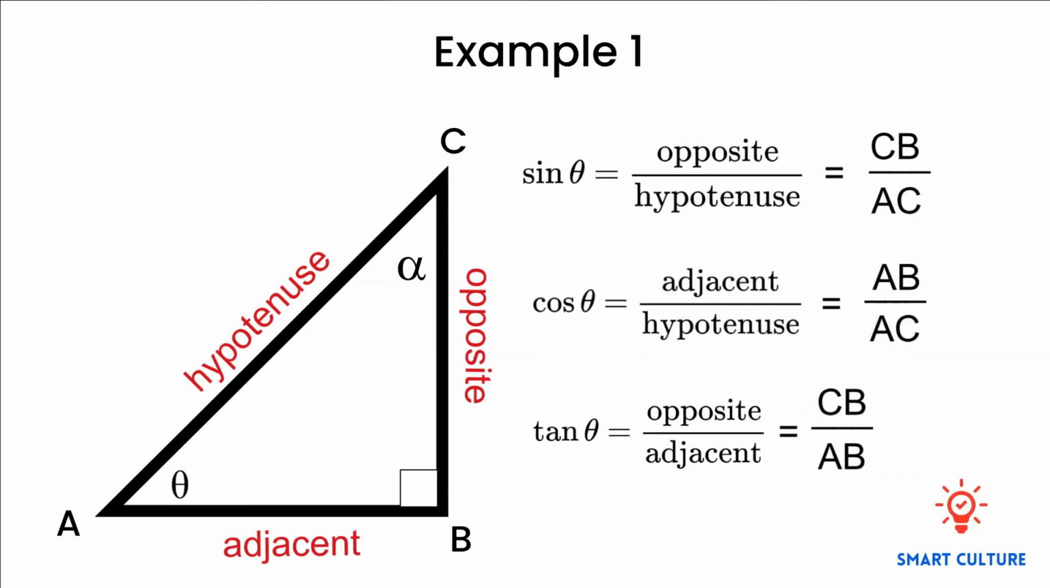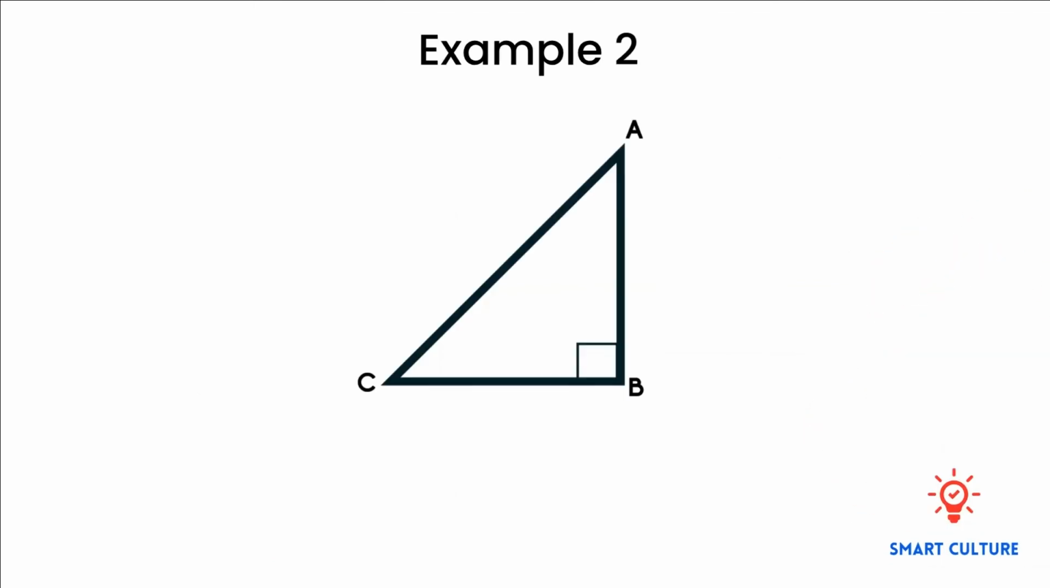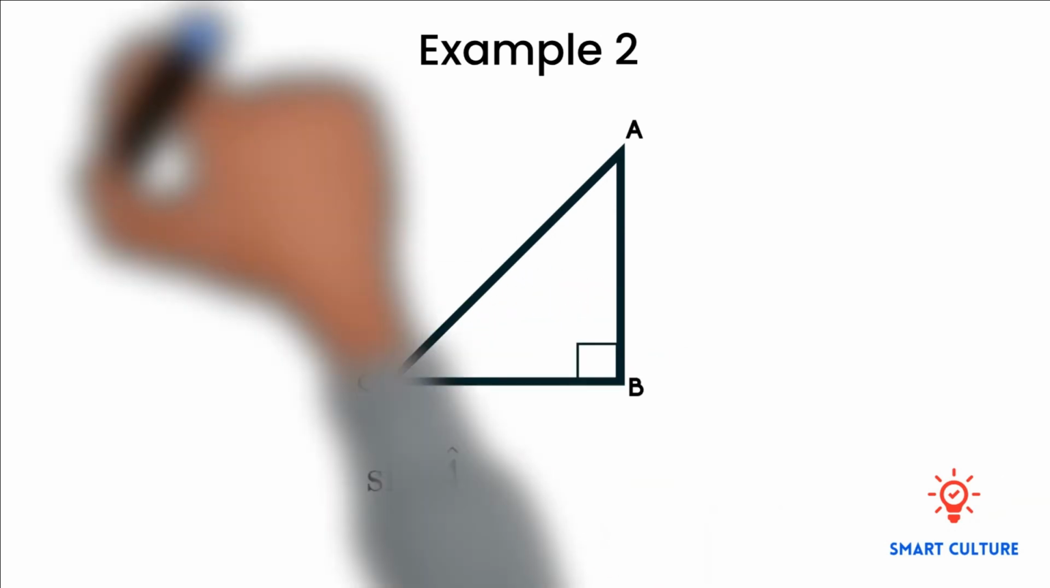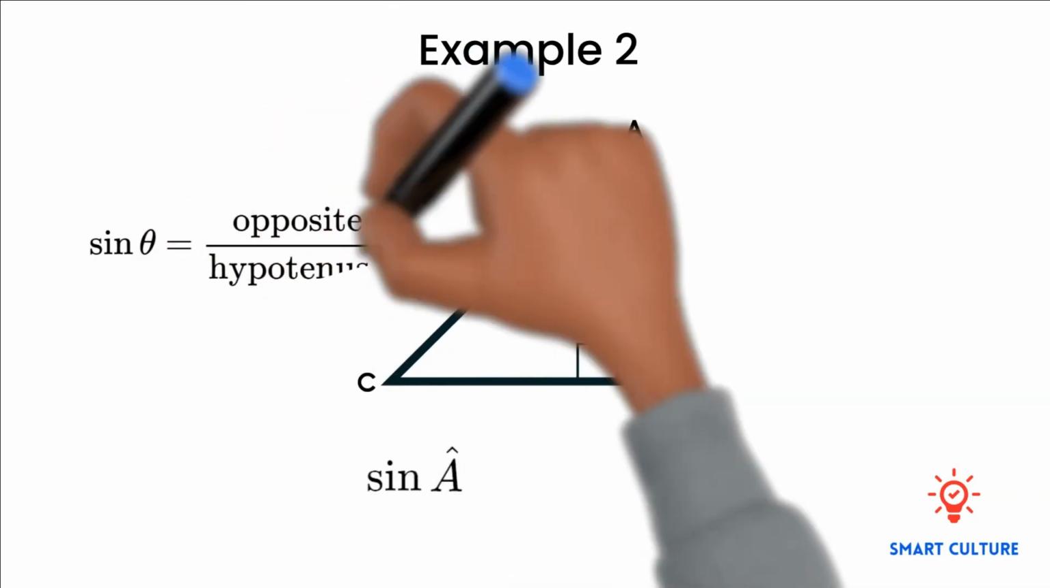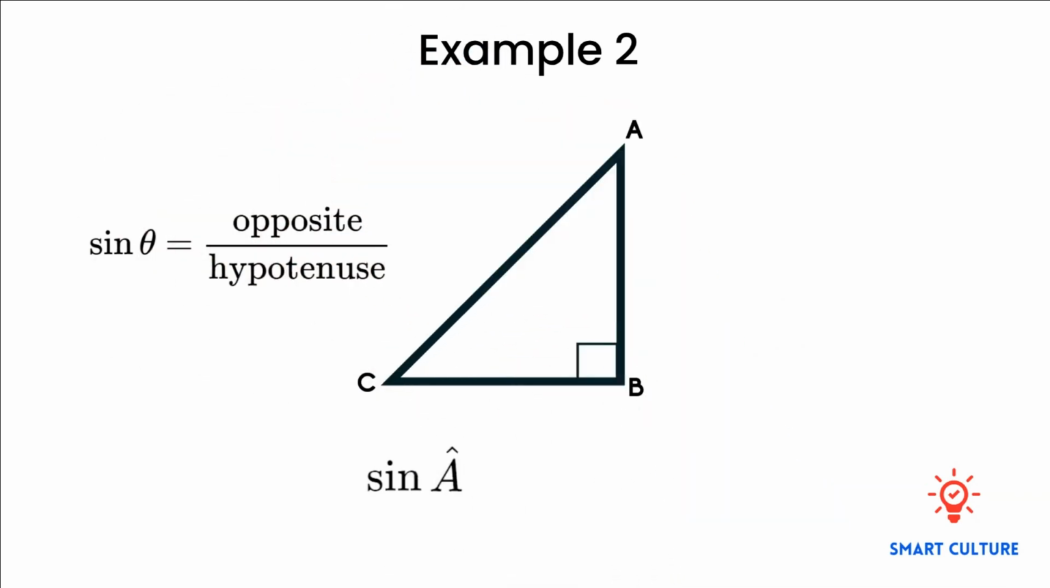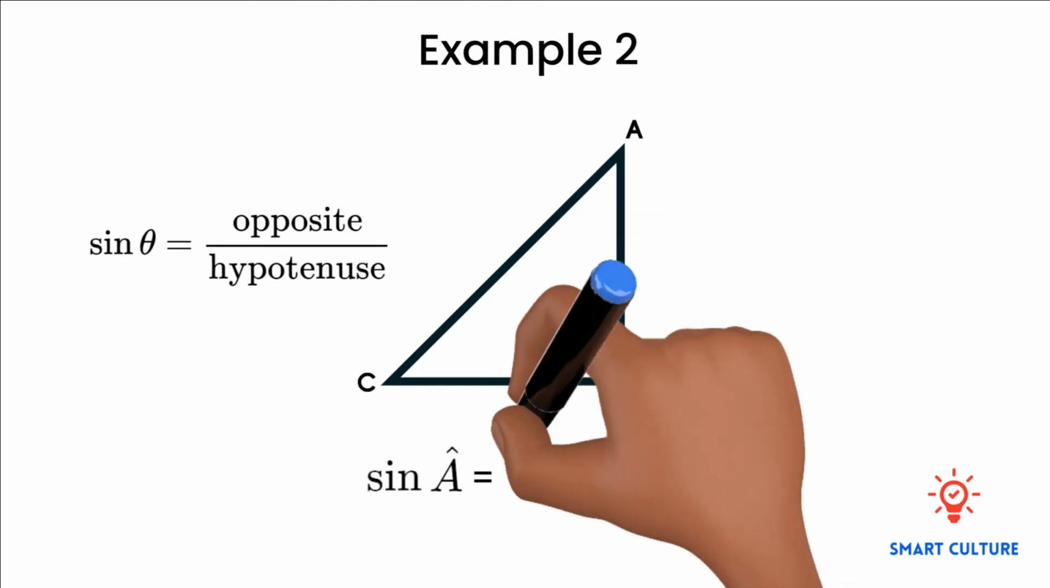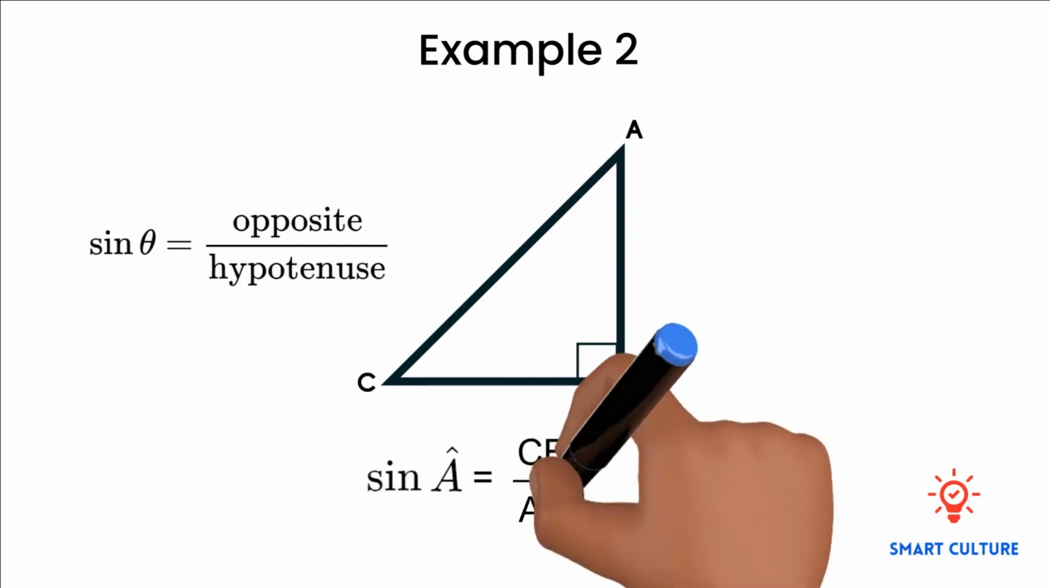Let's do one last example. Have a look at this triangle. What do you see? In this case, sine A will be equal to the opposite over the hypotenuse, so it will be CB over AC.